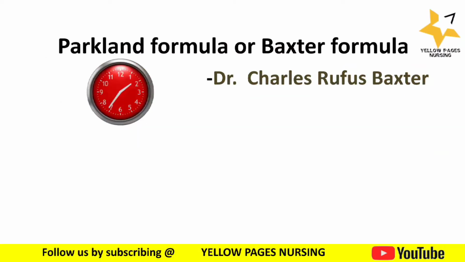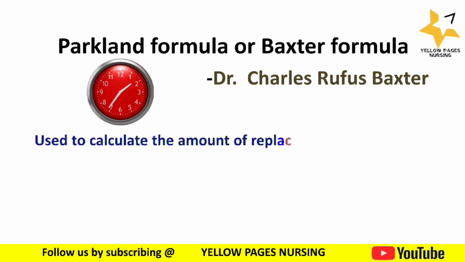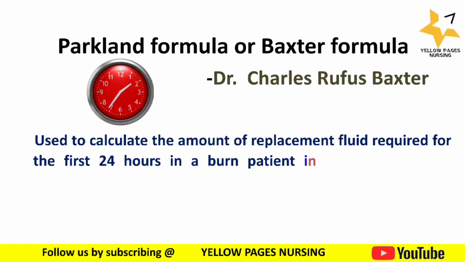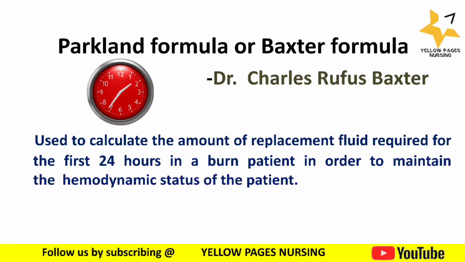Parkland formula or Baxter formula was derived by Dr. Charles Rufus Baxter. It is used to calculate the amount of replacement fluid required for the first 24 hours in a burn patient in order to maintain the hemodynamic status of the patient. And this formula is especially used in case of second or third degree burns.